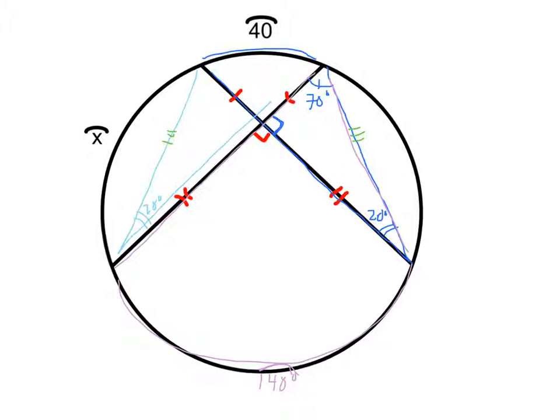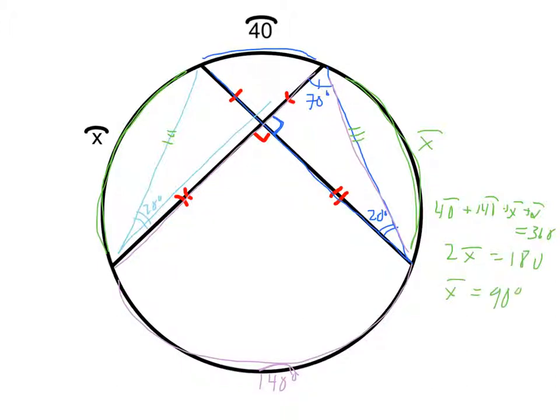But those are the same length, and another thing that we proved is if chords are the same length, that means that the arcs also have to be the same length, so that's also x. So the 40, the 140, the x and the x has to equal 360. That means that 2 times the arc of x has to equal 180, so arc x by itself is simply 90 degrees right over here.